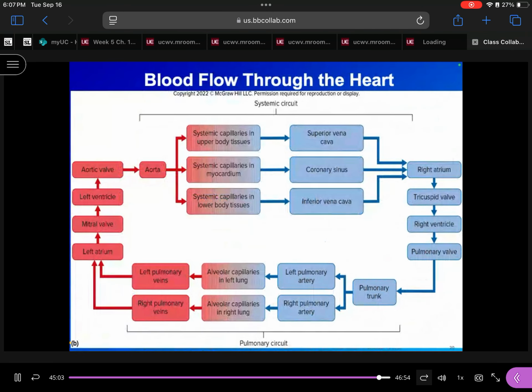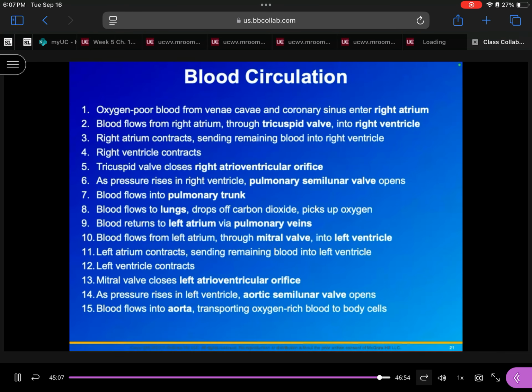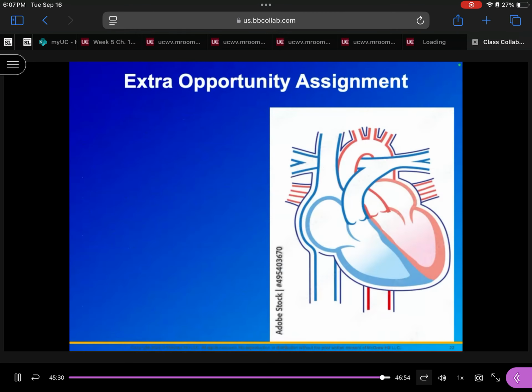I think we'll just go over this again whenever we come back together. I typed out for you, you're welcome, the entire thing that I would expect you to understand for blood circulation. Now, should you just memorize this? No. You should understand it. You should take a diagram and ensure that you understand, because if you say it like a story, you're going to understand it, which is why I gave you that extra opportunity assignment, because I think it's helpful.